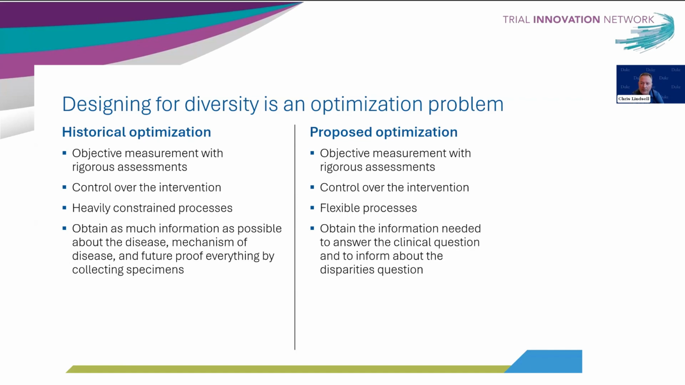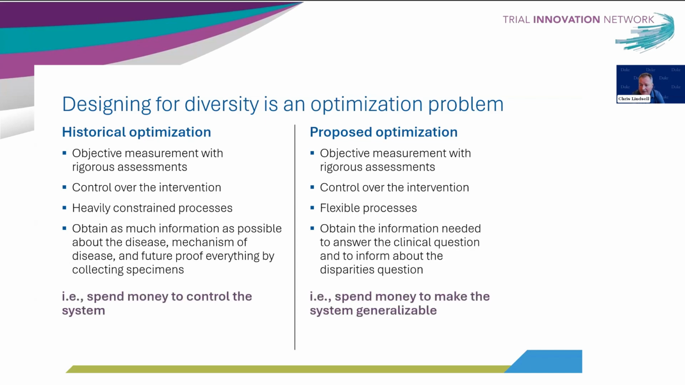If we think differently, and instead of optimizing for our own beliefs and our own needs, we optimize for the participant, we can still ensure objective measurement with rigorous assessment. We control the intervention. But instead of constrained processes, build in flexibility that allows us to increase the diversity of our populations. Focus on obtaining the information needed to answer the primary question in the study, and to inform the disparities or the diversity question. But all of the extra work is an impediment to engagement in research because the extra information is irrelevant to the participants who want to engage. The more that you add irrelevance and the more that you add burden to participants, the greater you are going to result in a non-representative, non-diverse patient population.